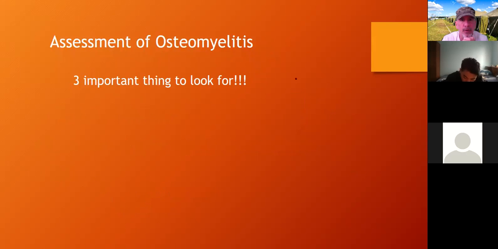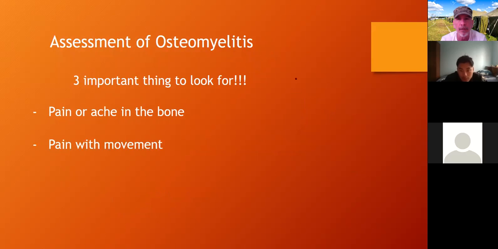Important things to look out for with osteomyelitis. Three big things to look for, they'll give away a bone infection. One is pain or aching in the bone in the area. It's kind of hard to figure out sometimes when someone's actually had a fracture or a broken bone, because you don't know if the pain is coming from the actual fracture or the infection. But they'll also have pain with movement. Now, if there is no fracture, then this is extremely suspicious.